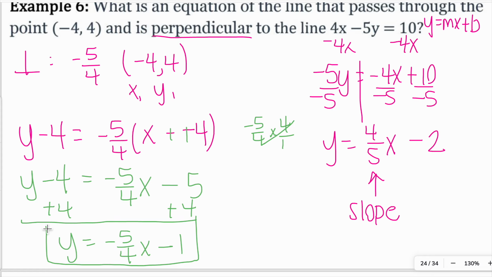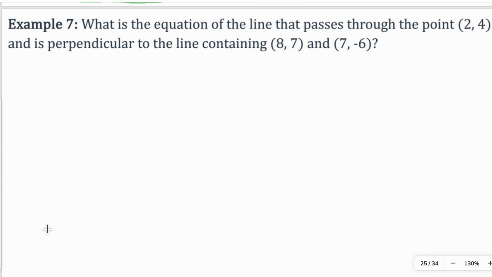Okay. Last one is what happens when you are not given your slope at all, but you want it to pass through the point 2, 4. So that's still your x1, y1. Perpendicular, meaning opposite reciprocal, and then this line containing these coordinates, I need to find the slope of this line first. So I'm going to do negative 6 minus 7 over 7 minus 8.